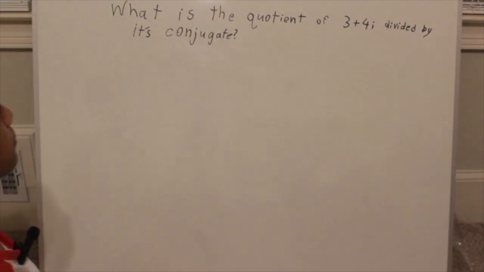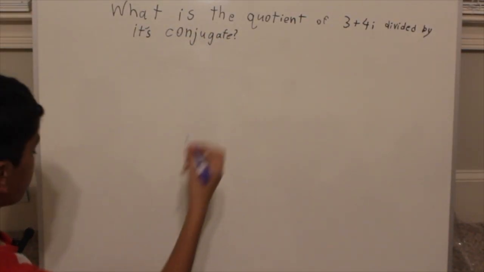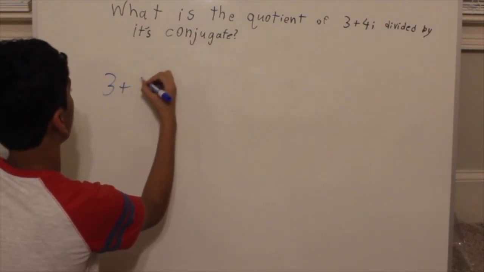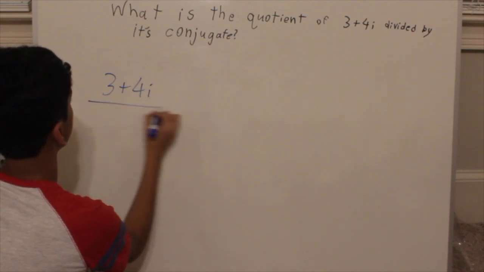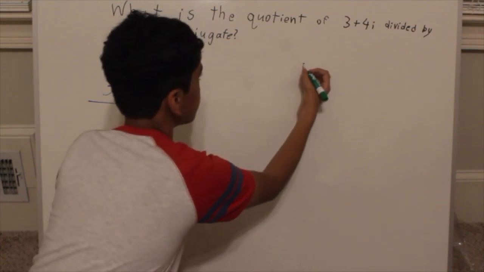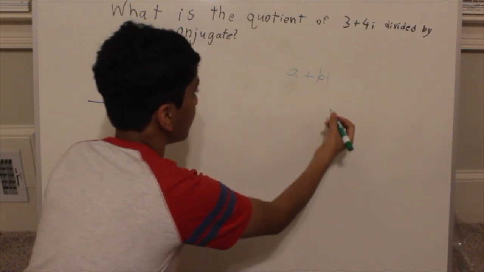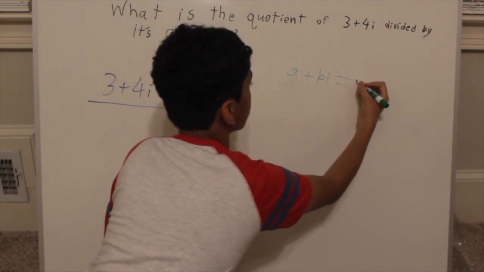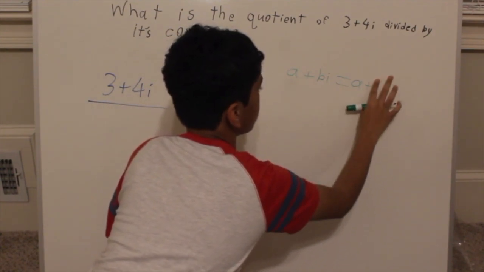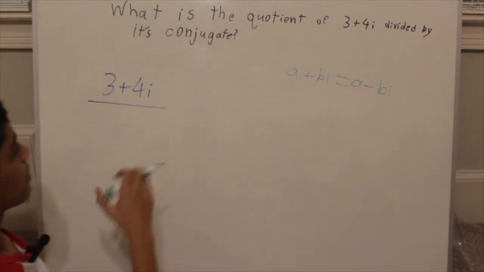What is the quotient of 3 plus 4i divided by its conjugate? Let's solve this. So 3 plus 4i divided by its conjugate. What is the conjugate of a complex number? Well, the conjugate of a plus bi is going to be equal to a minus bi. So we use that rule.